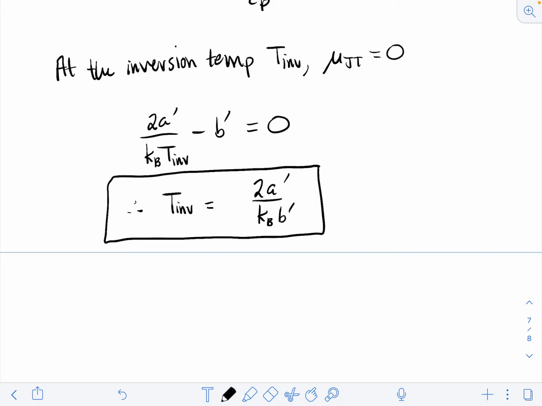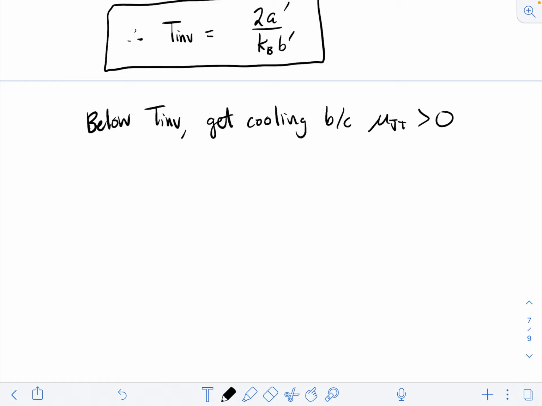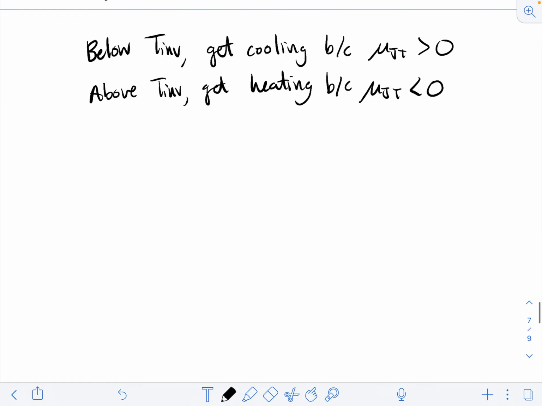Okay, so in our picture then, what we've got is below T inversion, we get cooling because mu JT is positive, and above T inversion we get heating because mu JT is negative.